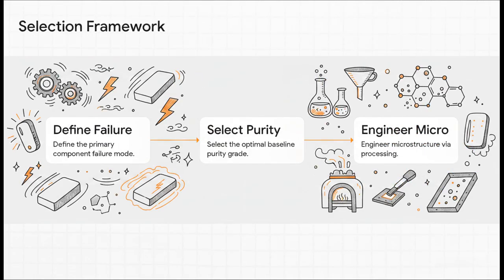To wrap up today's explainer, I want you to walk away with this simple 3-step framework. You can use this to systematically match the microscopic reality of the ceramic to the macroscopic needs of your application. First, define the primary failure mode you're worried about. Is it wear? Is it heat? Or is it an electrical breakdown? Second, pick the optimal baseline purity grade to handle that specific environment. And third, work closely with your manufacturing partners to actively engineer the microstructure, using the precise impurity dials and processing routes we just broke down.